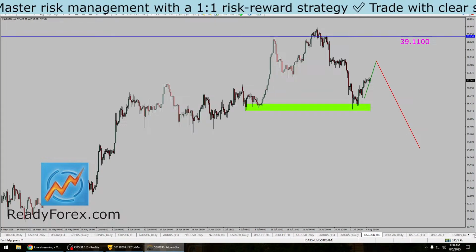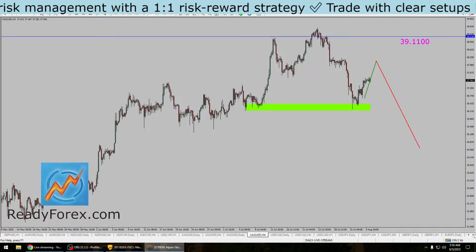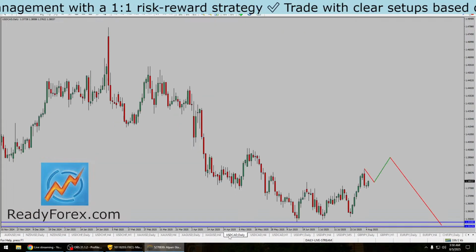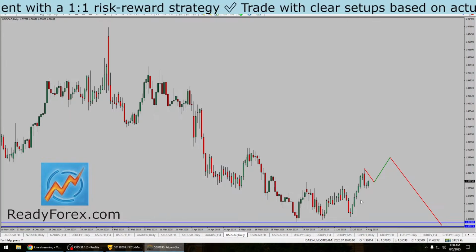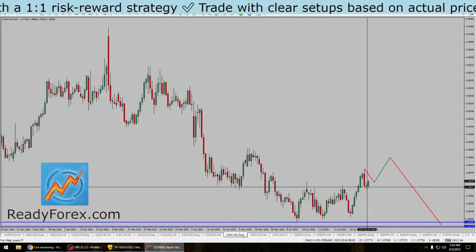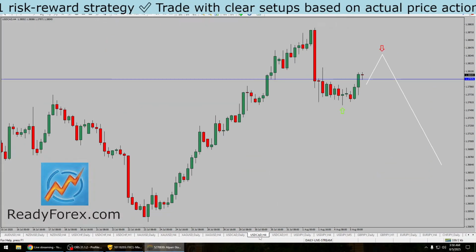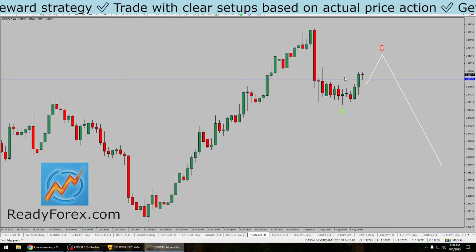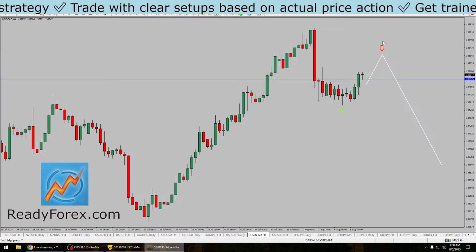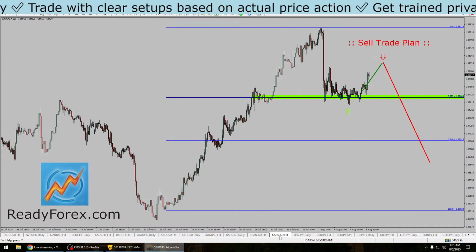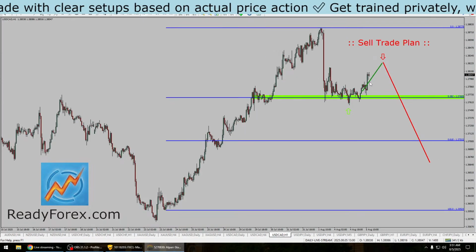Next one is the US dollar versus Canadian dollar currency pair, USDCAD. Daily time frame, the market is trying to rise up today, and I have a sell trade plan over here. Let me explain a little bit more. So this is the sell trade plan.